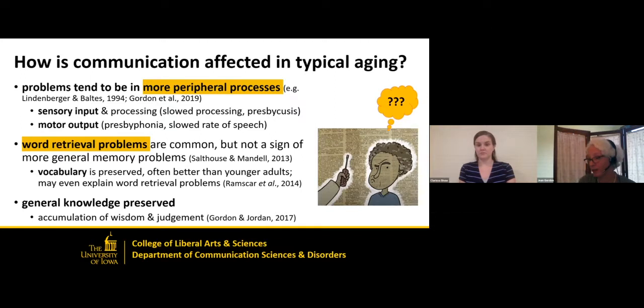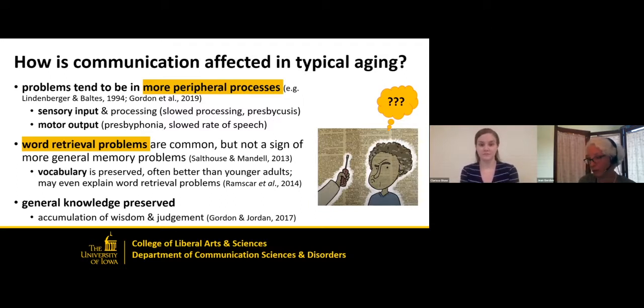However, they're not a sign of more generalized memory problems, even though many people are afraid of that. They worry that if they forget somebody's name, then that's a sign of the onset of dementia, but that's not the case. In fact, our vocabulary knowledge, our word knowledge, is well preserved in aging and is often shown to be better than younger adults.